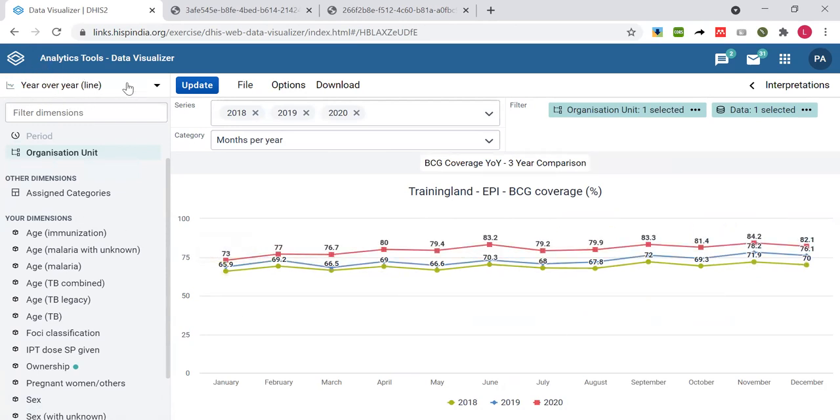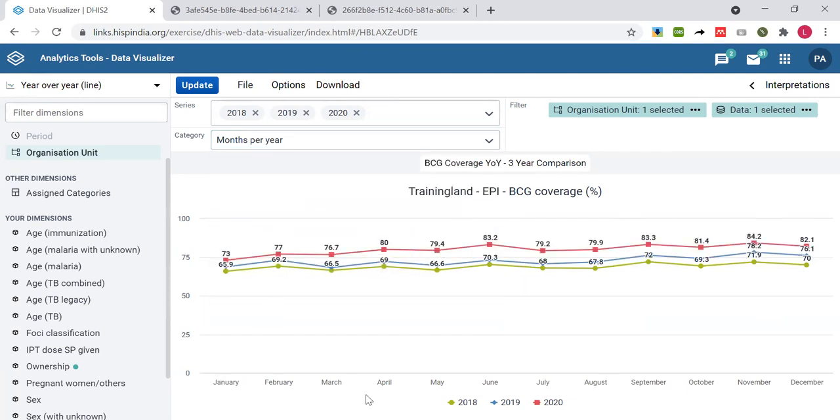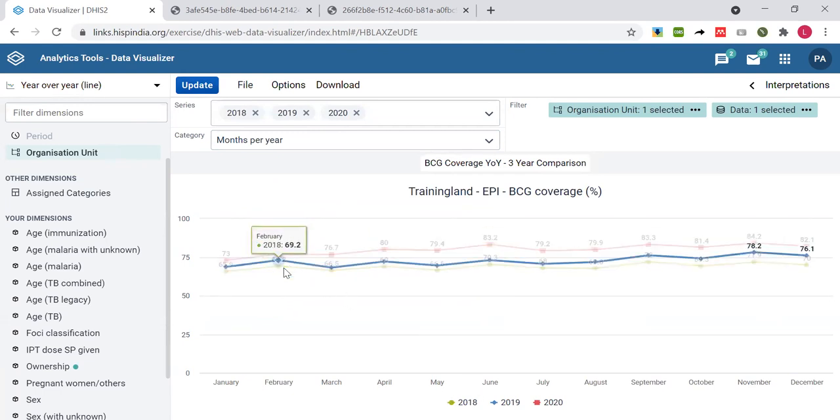First of all, we are seeing a year over year line chart, and the parameters that we can configure have now changed. We are seeing filter, category and series. The filter is the organization unit and the data which comes into this visualization. Because this is again a specialized line chart, the category dimension represents months per year. Several options are available, and what has been selected is months per year, so it's always from January to December. Importantly, the series dimension represents each of the years: 2018, 2019 and 2020. That means each of these lines represents an individual year.